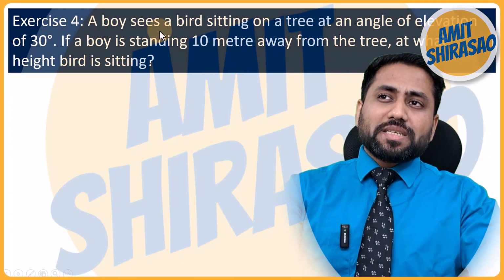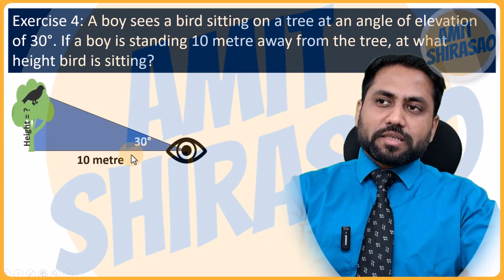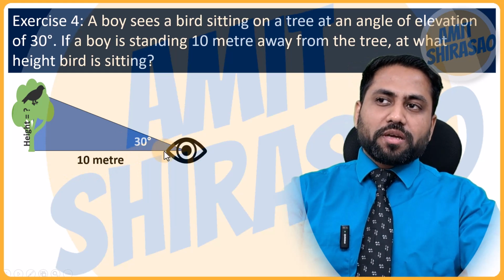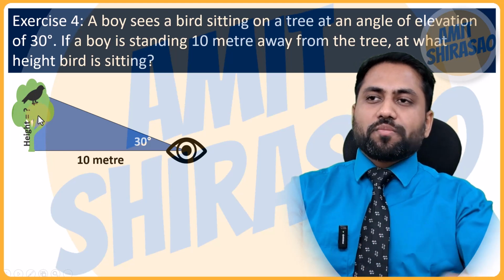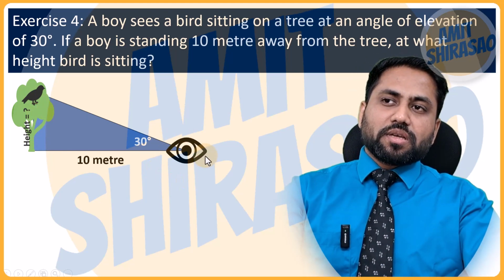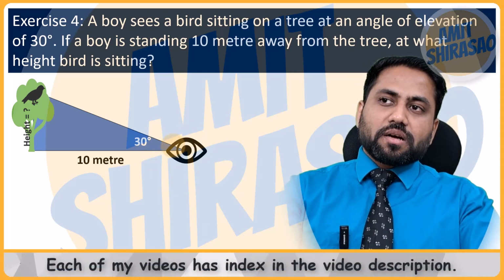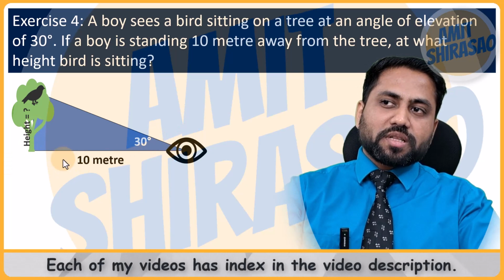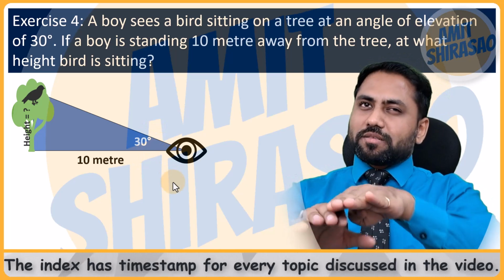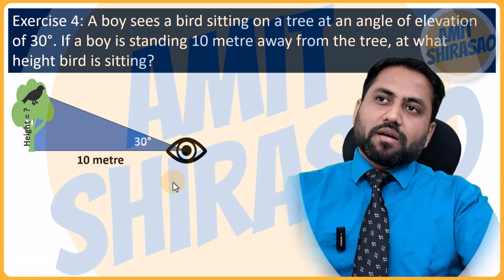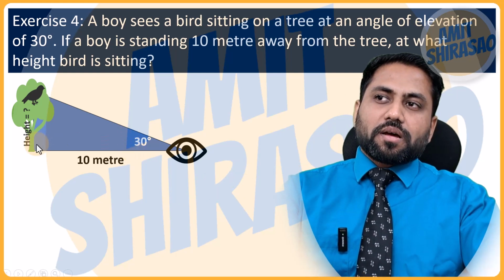A boy sees a bird sitting on a tree at an angle of elevation 30 degrees. Let us imagine that this tree is the tree at his home, and he is sitting in the neighbor's house. The distance between the tree and the boy is 10 meters, and this being a standard angle, you can guess about standard angles. So the angle of elevation at which the bird is sitting is probably 30 degrees.